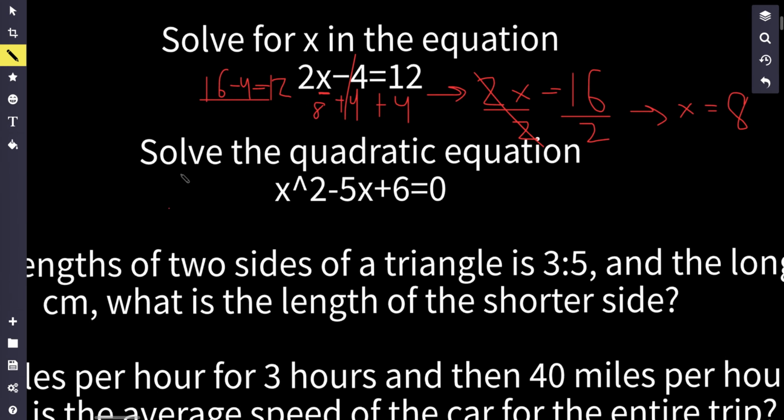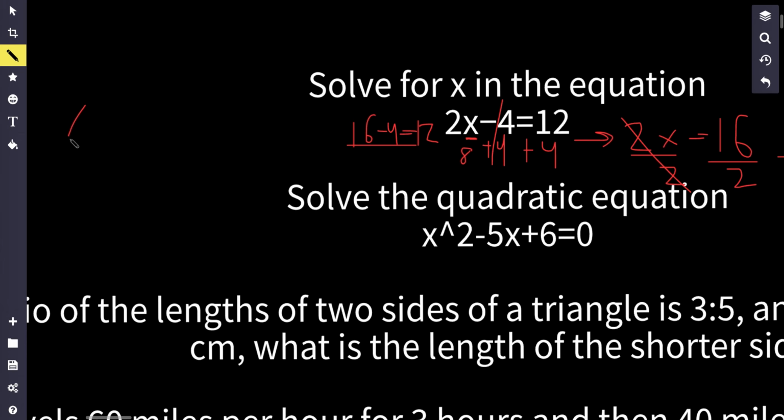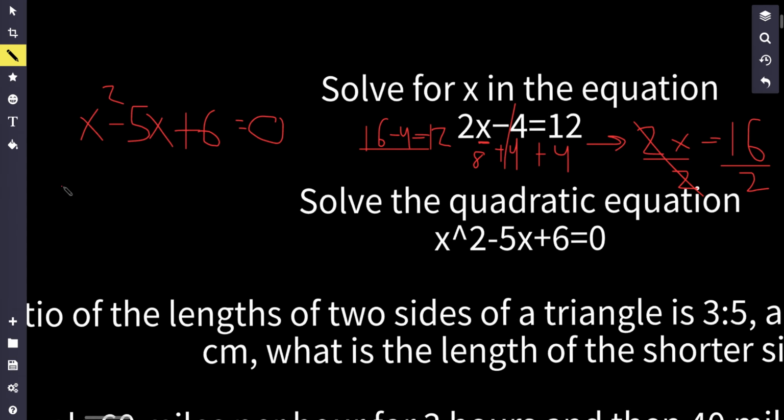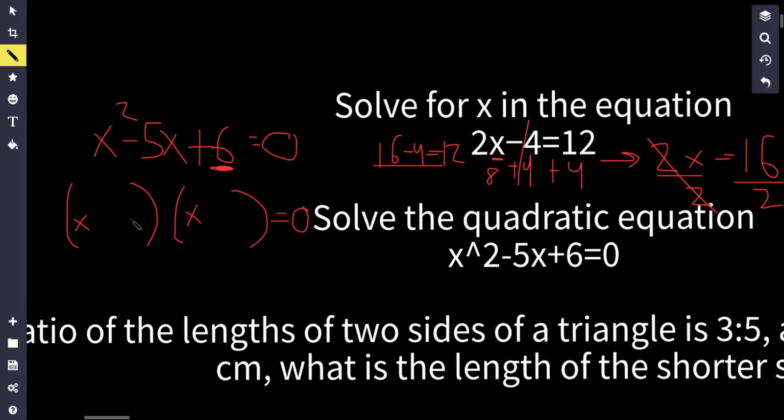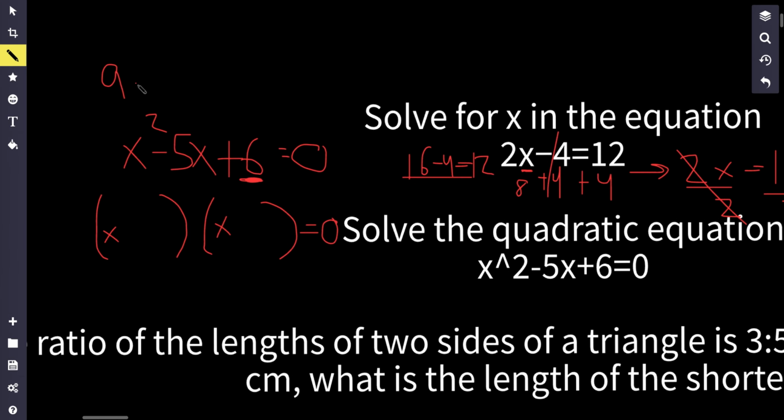Solve the quadratic equation x squared minus 5x plus 6 is equal to 0. What you need to know is you got to be able to factor things. So what you're going to do is look for two numbers that multiply out to be 6. So you want two numbers, let's just call them A and B. Two numbers that multiply out to be 6, but they add up to be negative 5.